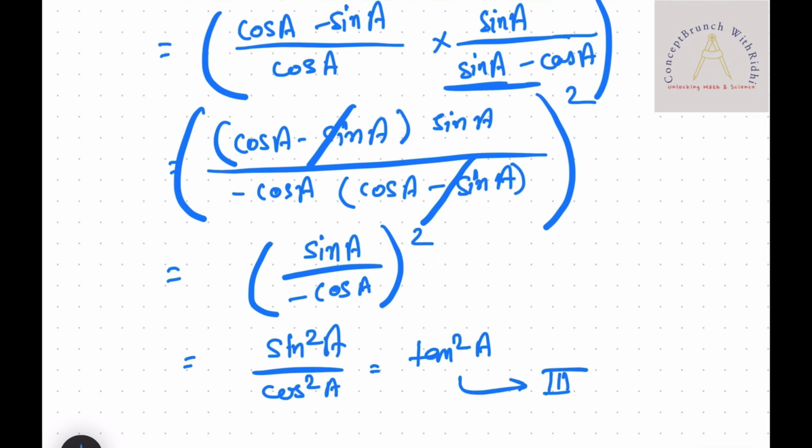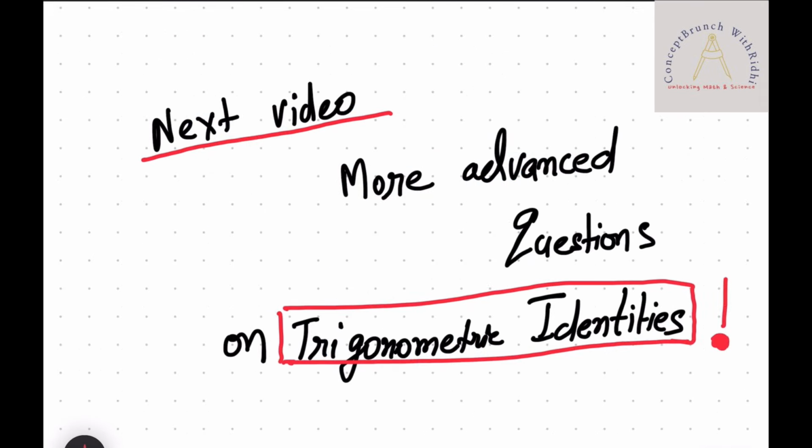That's it for today's video. We have successfully solved all 10 questions for exercise 8.3 of class 10 CBSE. I hope this was helpful and gave you a clear understanding of the concepts. In the next video, we will tackle some more advanced concepts on trigonometric identities. So stay tuned for that.